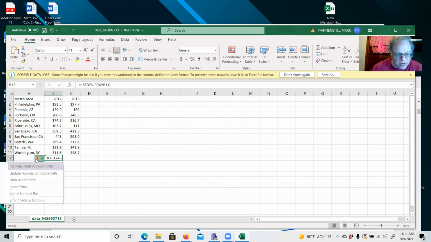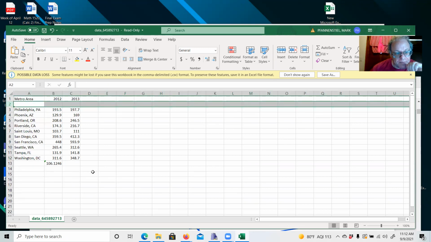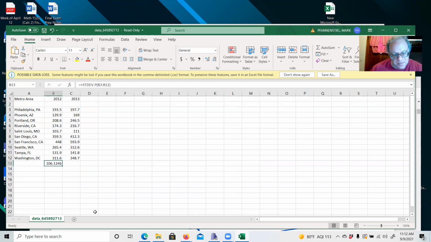Where they come there, the mix adjacent cells. Well, yeah, I know. So, see, I don't have an error. So we hit Control C, Control V, copy and paste it. And what do you know? We got our 106.12 and 39.09.